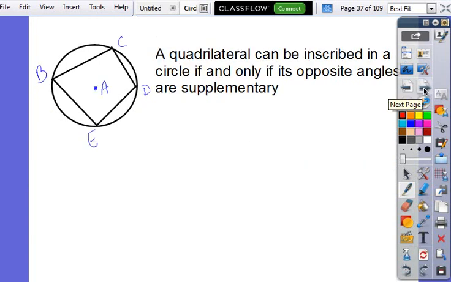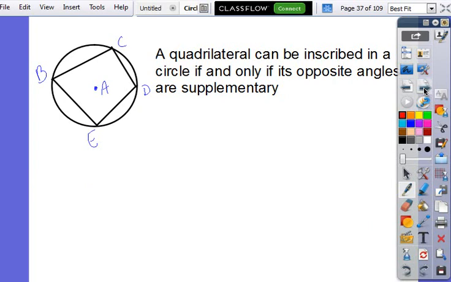All right, this rule says a quadrilateral can be inscribed in a circle if and only if the opposite angles are supplementary. What does supplementary mean again? Add up to be 180. So what is it telling me adds up to be 180? If it says opposite angles, which one is opposite from B?